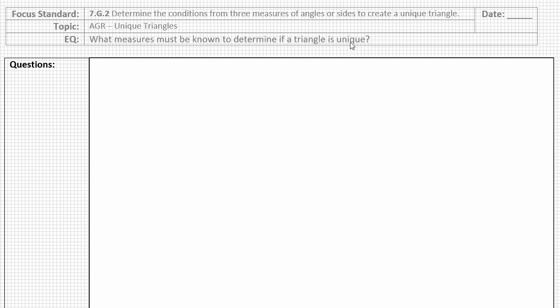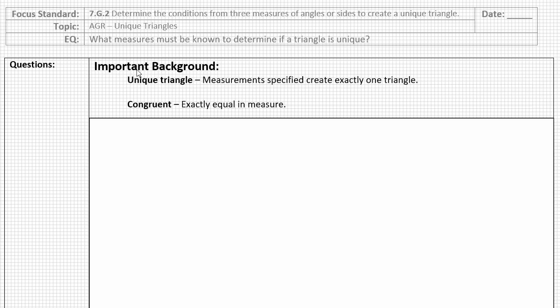Please take a moment, pausing the video if you need to, to copy down the topic and essential question into your header along with today's date, set up your question column and your note column, and resume the video when you're ready to begin. Before we jump right into talking about the measurements of the triangles, here's some important background.